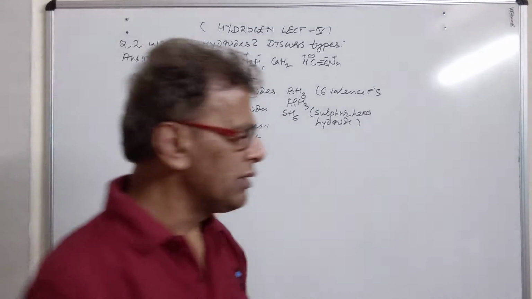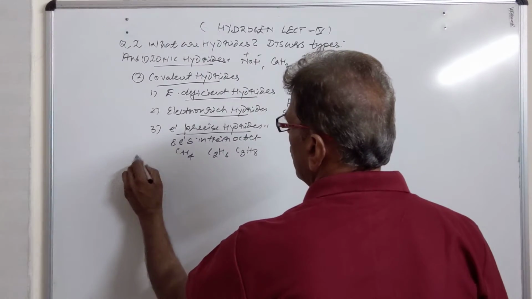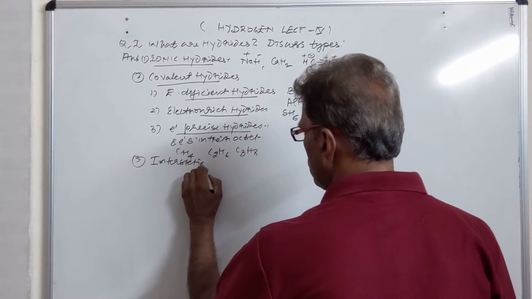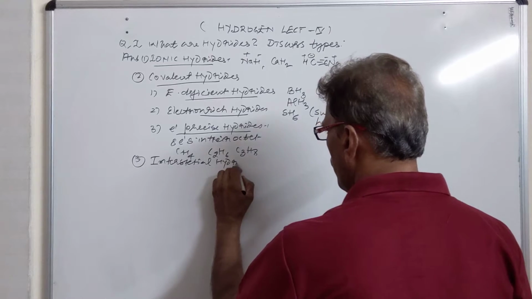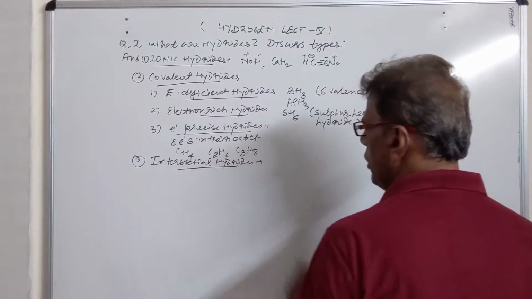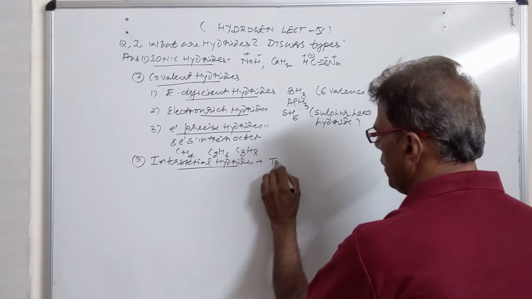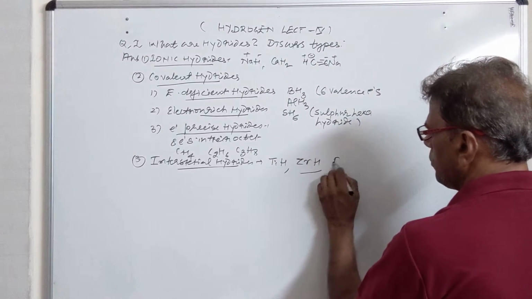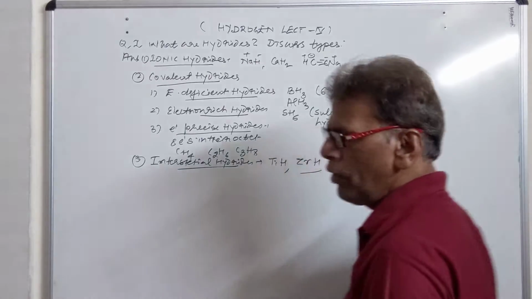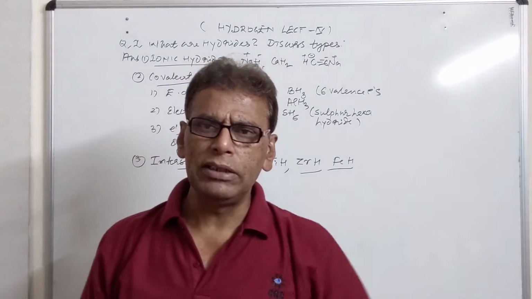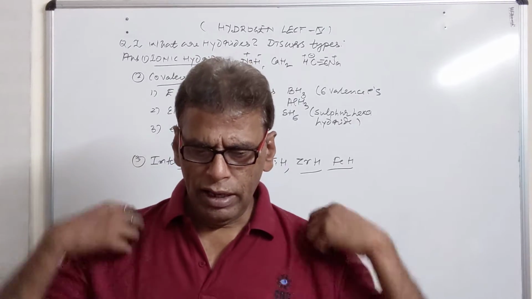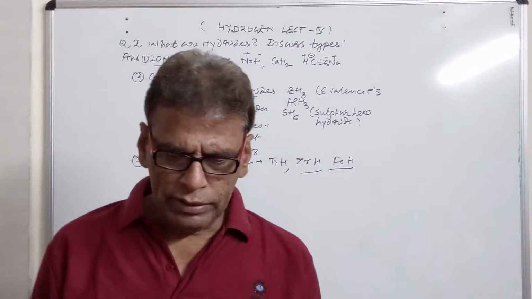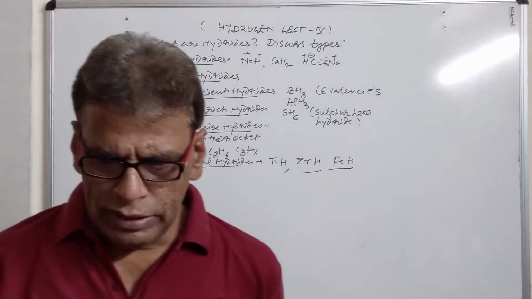Then we come to interstitial hydrides. This is the third type. These are the hydrides of transition metals, where hydrogen is fitted in the interstices of these transition elements. Because the size of the interstices matches with the size of hydrogen, the hydrogen gets easily fitted in the lattice of the transition metals. So these hydrides are formed.